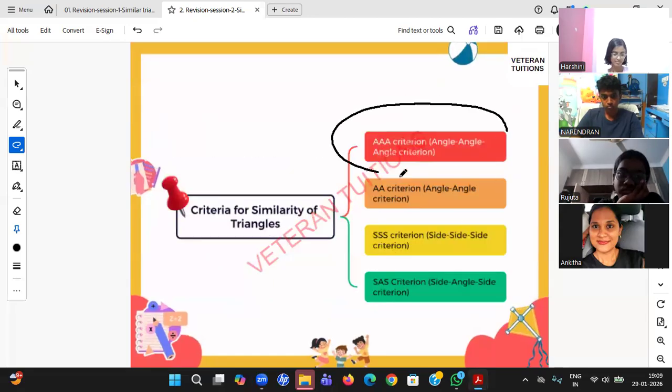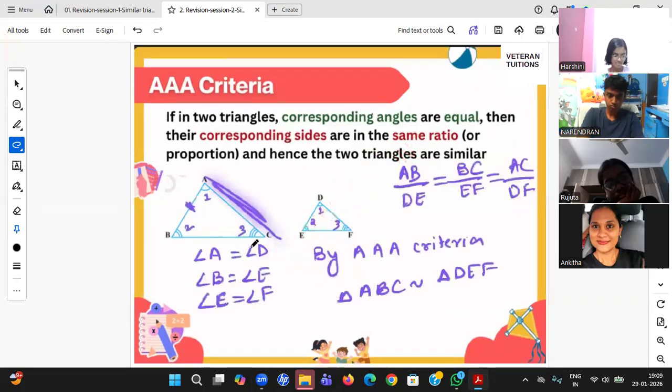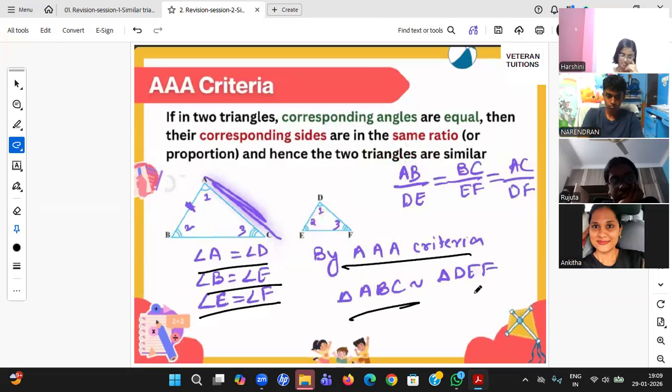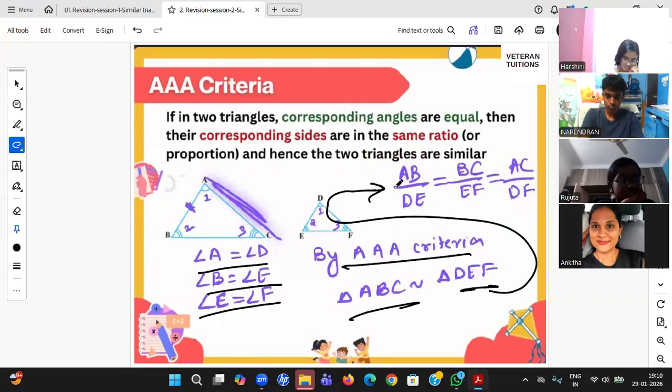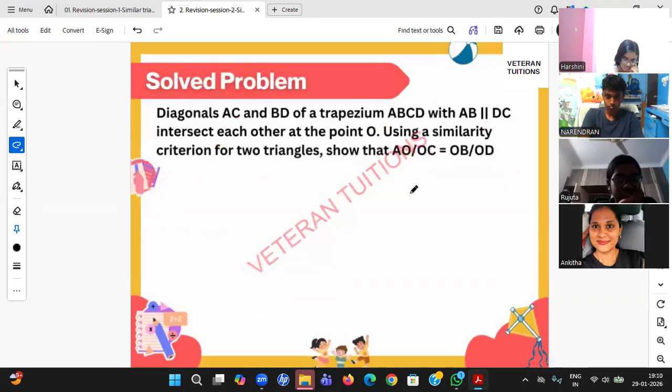Yeah, so let us do one or two questions on AAA and move ahead, students. AAA criteria. You all know AAA criteria means only every corresponding angle should be equal. That's all, nothing more than that. So if the corresponding angles are equal, by AA criteria they both are similar. If similar, by CPST you can make the corresponding sides in the same ratio. Let us do some questions, students.